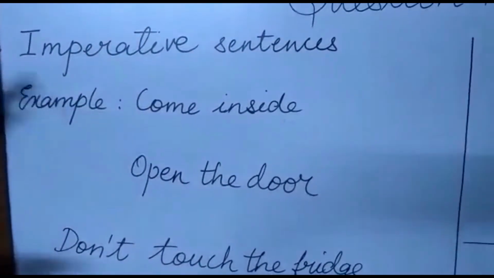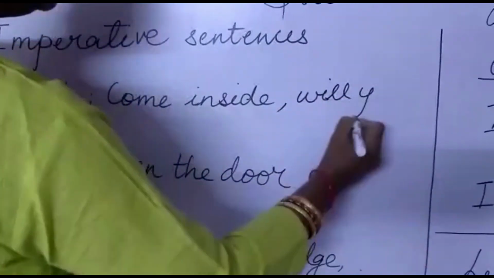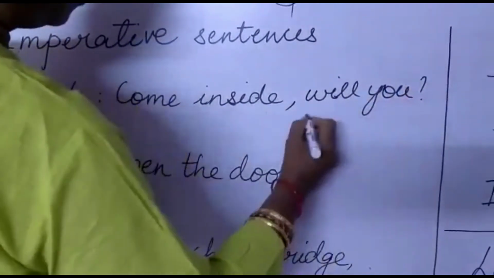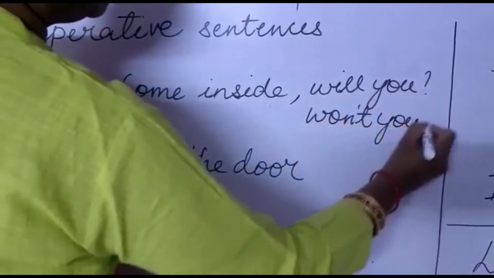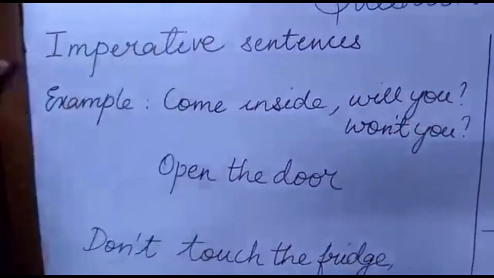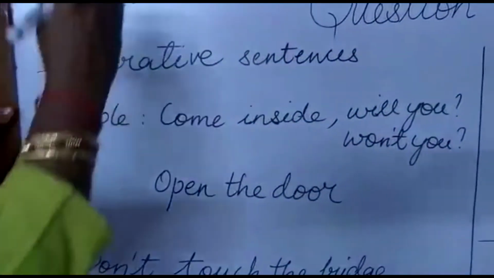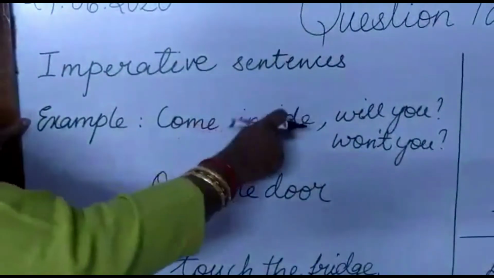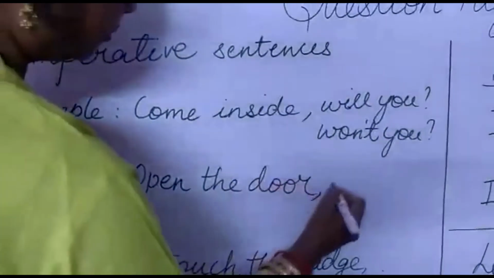But you can use either will you or won't you. You can use both. There is no problem when it comes to imperative sentences. We need not say that a positive statement always means using a negative question tag. You can use both. Similarly, open the door, will you?